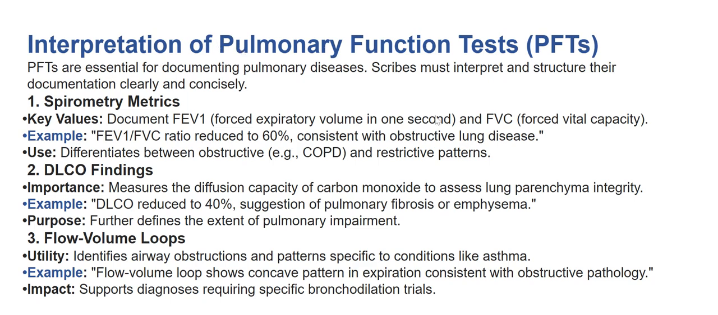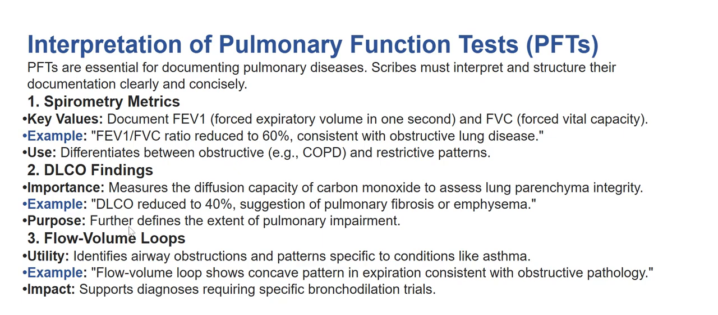Interpretation of pulmonary function tests (PFTs). PFTs are essential for documenting pulmonary diseases. Scribes must interpret and structure their documentation clearly and concisely. Spirometry metrics: key values to document are FEV1, forced expiratory volume in 1 second, and FVC, forced vital capacity. Example: FEV1 over FVC ratio reduced to 60%, consistent with obstructive lung disease. Use: differentiates between obstructive, for example COPD, and restrictive patterns.